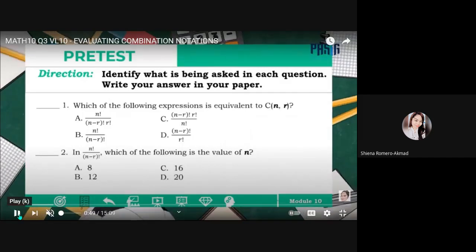So let us have number 1. Which of the following expressions is equivalent to combination of n taken r at a time? We are pertaining to the formula for combination. So what do you think is the formula for combination? Is it A, B, C, or D?